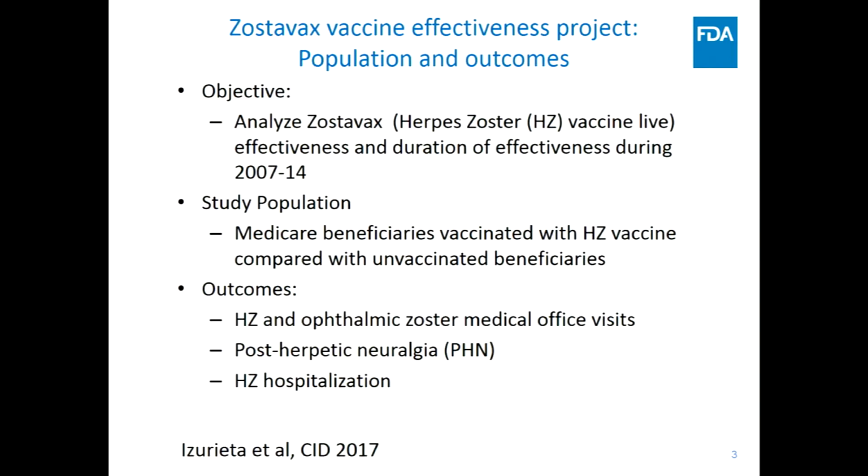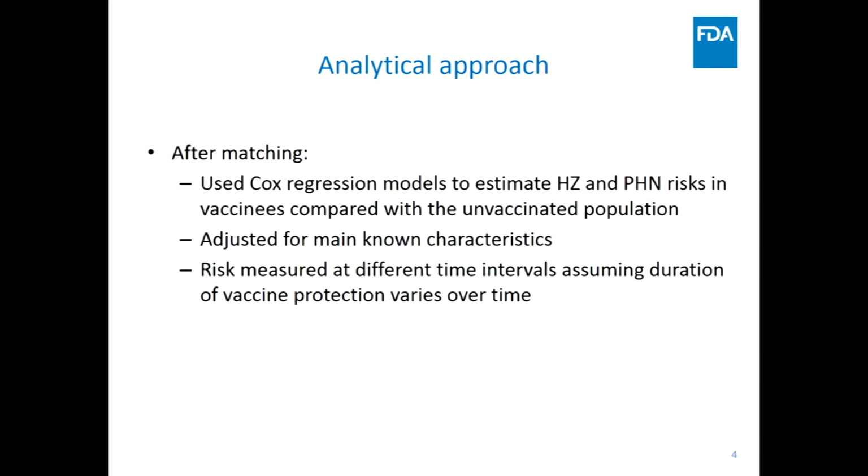So we used Medicare beneficiaries, Part D beneficiaries who were eligible to get free vaccine. The outcomes were everything in regard to herpes zoster: outpatient herpes zoster, ophthalmic zoster, PHN, and also hospitalized zoster. So everything we could get our hands on in regard to herpes zoster outcomes. After matching, we used Cox regression models to estimate herpes zoster and PHN risk. We adjusted for known characteristics. Everybody does that. And we measured the risk at different times using Cox models, assuming duration of vaccine protection does vary over time. I'm not going to present that data, but yes, vaccine protection does vary over time.